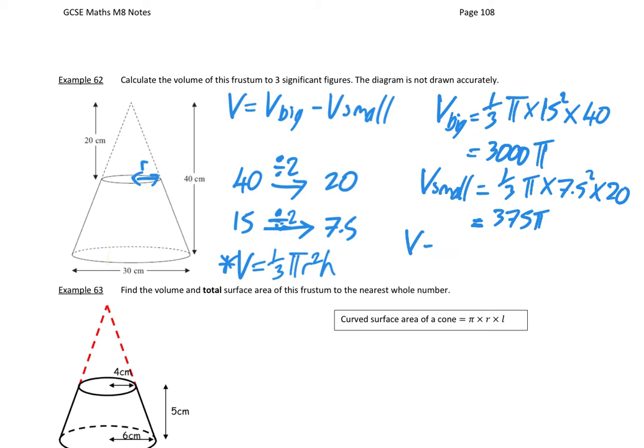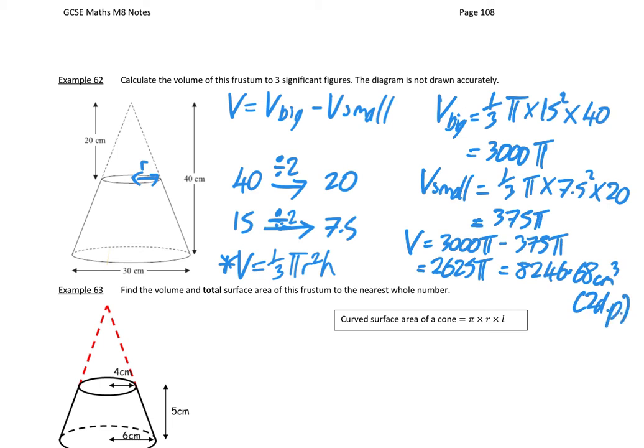So my volume overall is 3000 pi minus 375 pi, which is 2625 pi, which is equal to, I'm going to give my answer to 2 decimal places, 8,246.68, and the units, what are we in, centimetres, so it's going to be centimetres cubed, and that was the 2 decimal places.